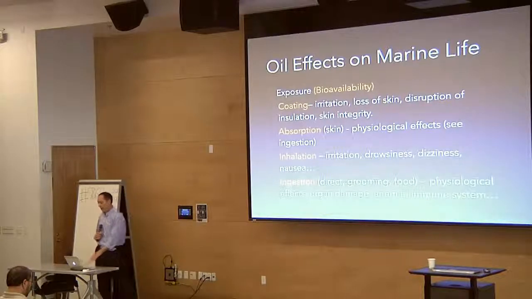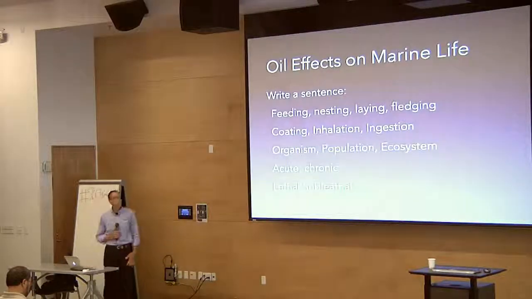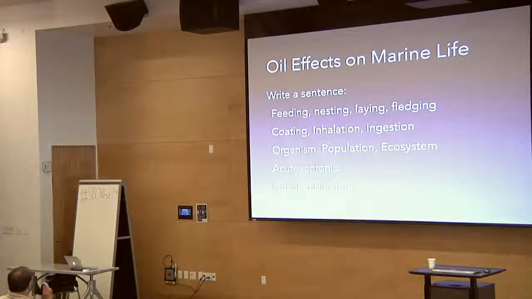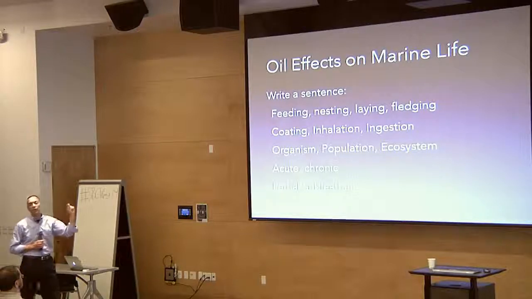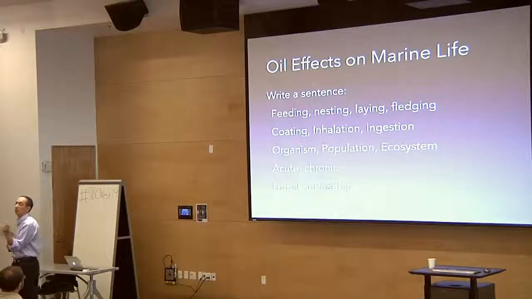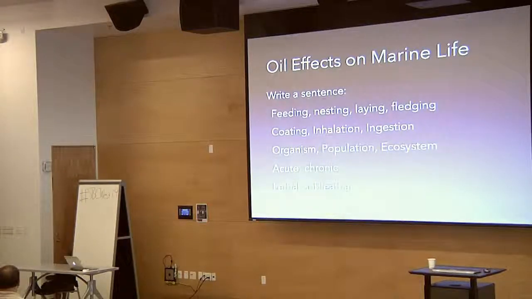So we try and get to that level, and this is one of the ways I try and see whether or not they get the concept. I ask them to write a sentence that addresses the life history stage, the route of exposure, whether or not it affects an individual organism, a population, or an ecosystem, and whether or not the effect is acute or chronic. So acute is, I die right now, chronic is, maybe I die later. And you have to understand those concepts, and lethal and sublethal. So do I die or am I just impaired? You have to understand all those concepts.